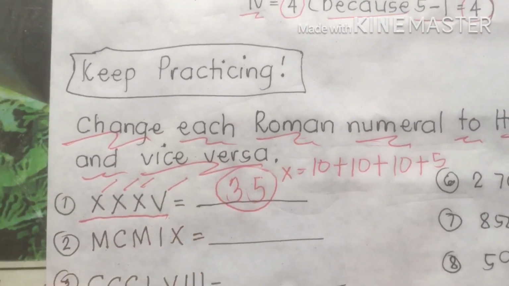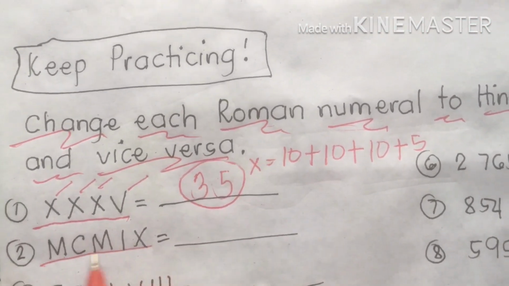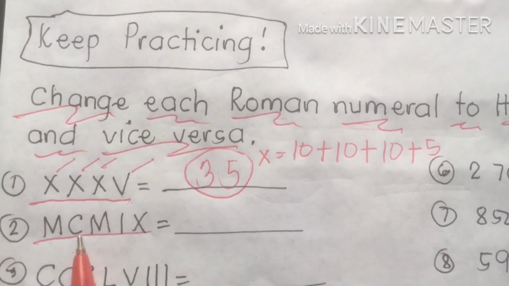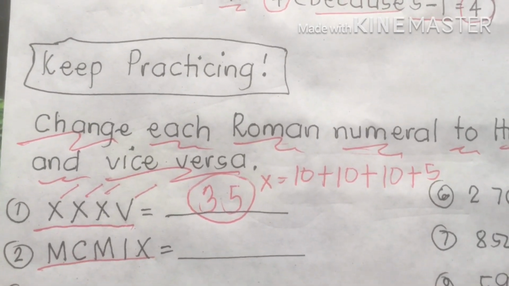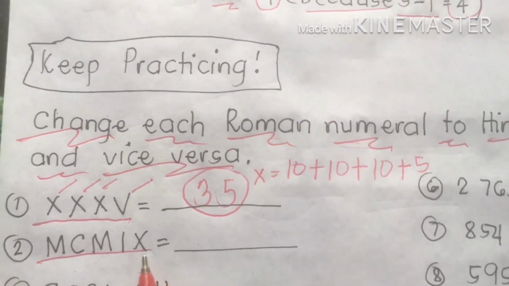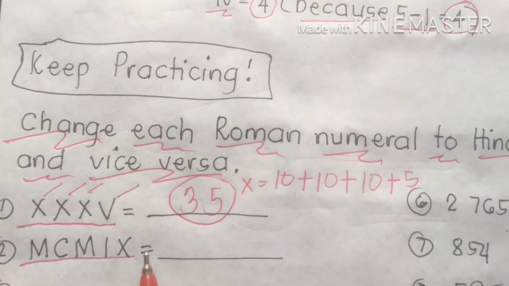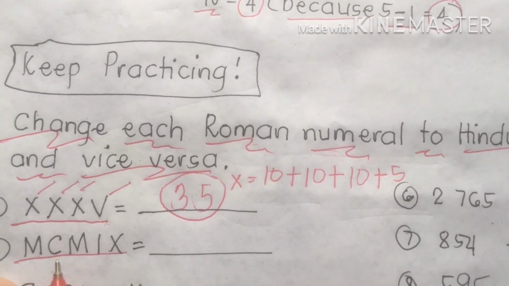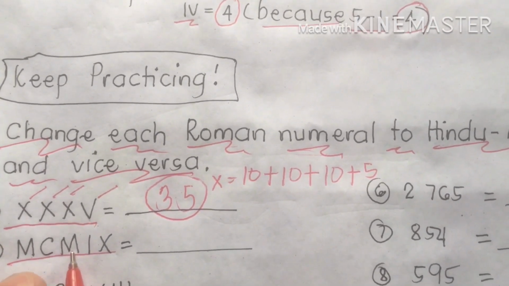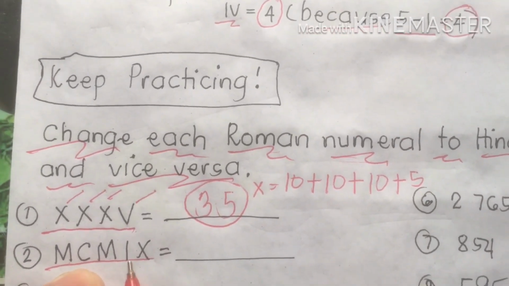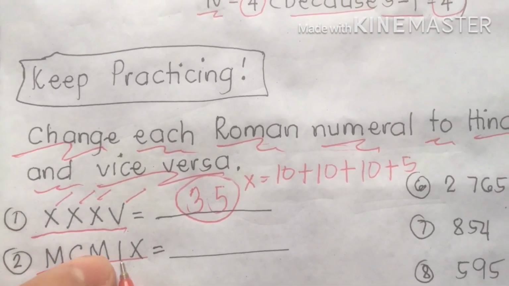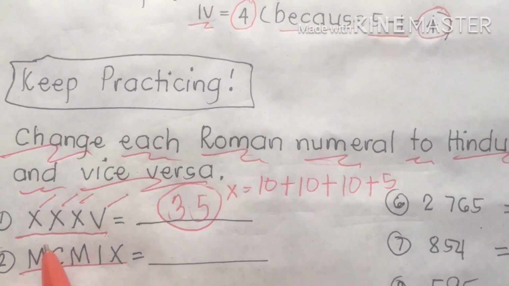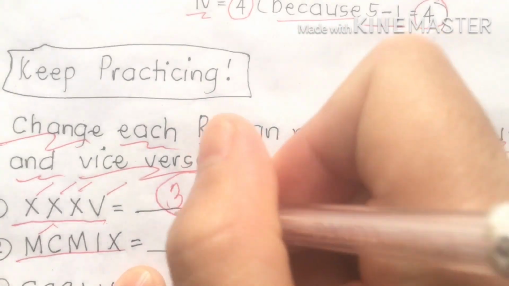That's number 1. Number 2, MCMIX. Remember, greater value plus lower value; lesser value followed by greater value means subtract. We have M. Remember, M again, class, is 1000. C is 100, so we have 1100 plus another 1000. Then for this one, remember, I is 1 and X is 10, so we are going to subtract. So first here we have M, we're going to write 1000.